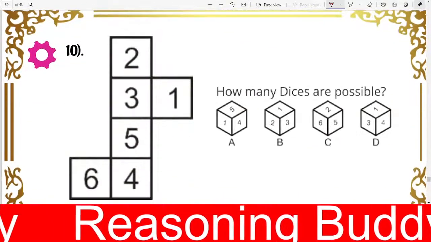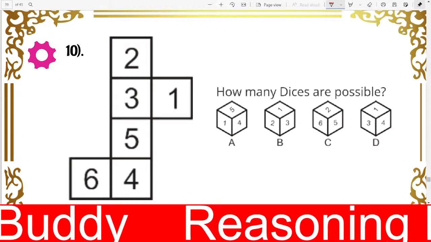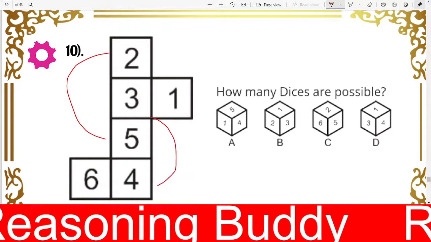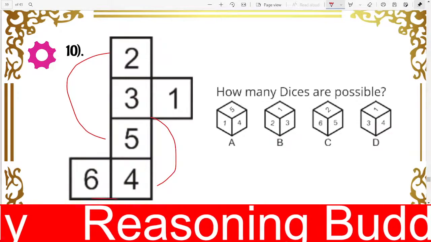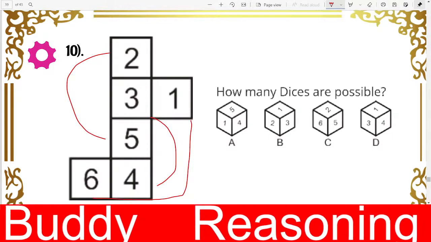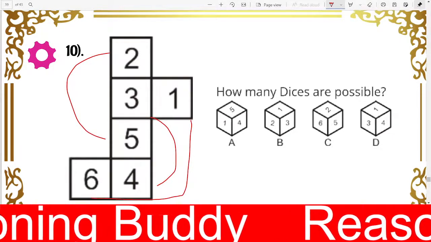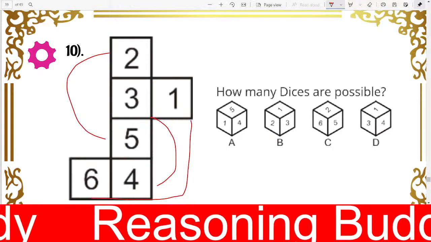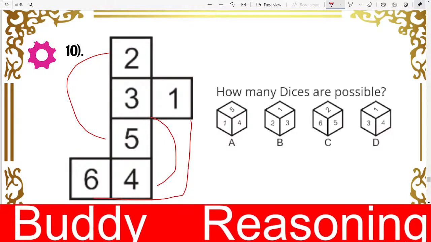So next, how many dice are possible? So again take the opposite pairs. So these are the same and easy. There will be a bit harder ones in the next type of problems. Wait for it. So do you want to do this? Comment your answer in the comment section.